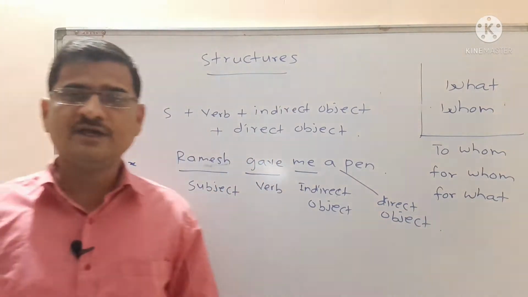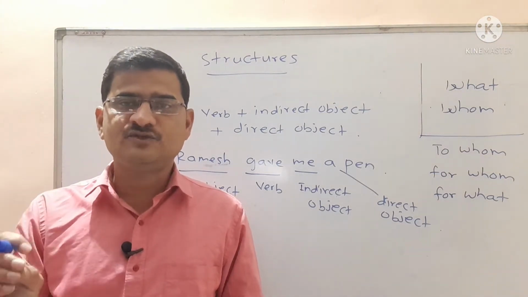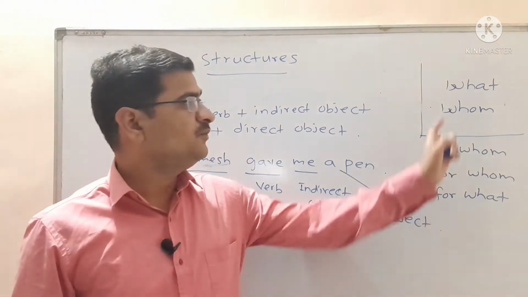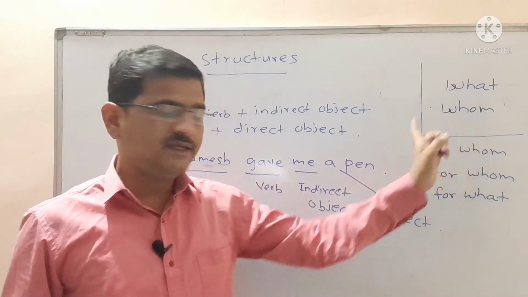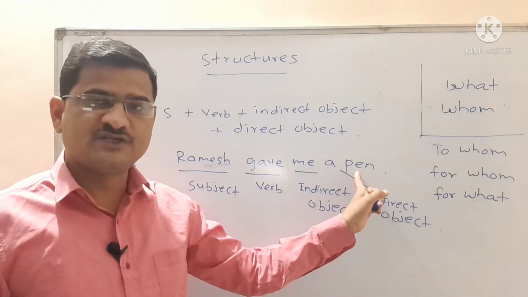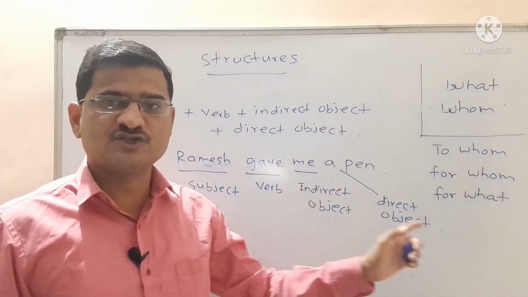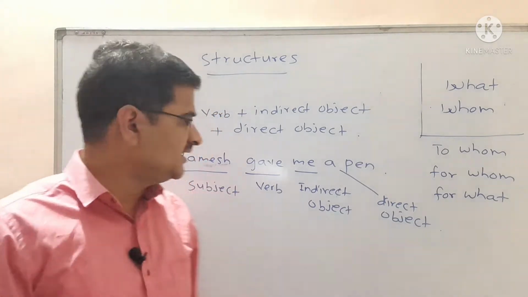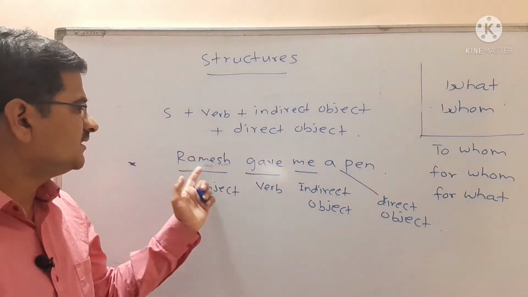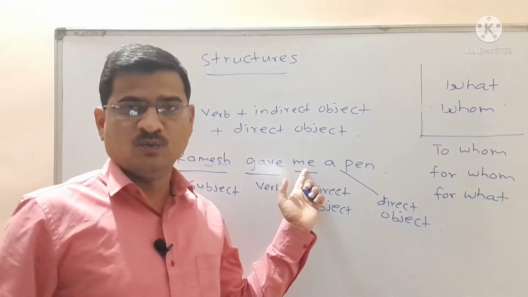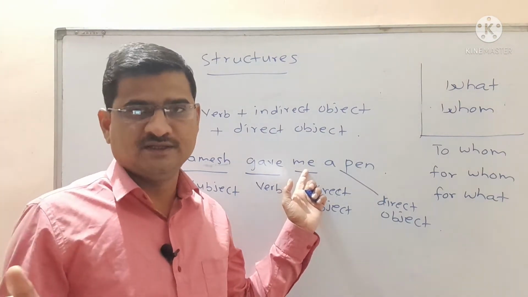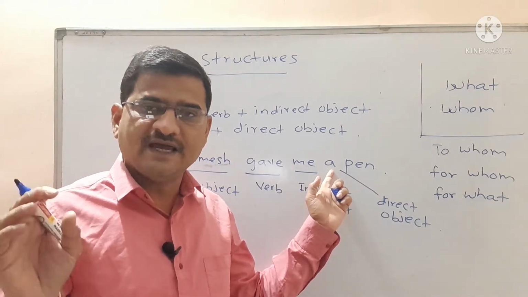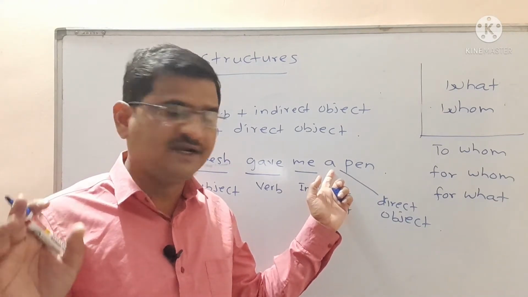See here, how can you identify a direct object from the given sentence? You can ask the question with what or whom. Here a pen is the direct object, so here you can ask the question with what in order to get the direct object from the given sentence. What did Ramesh give me? The answer is a pen. Therefore, a pen is a direct object in this particular sentence.